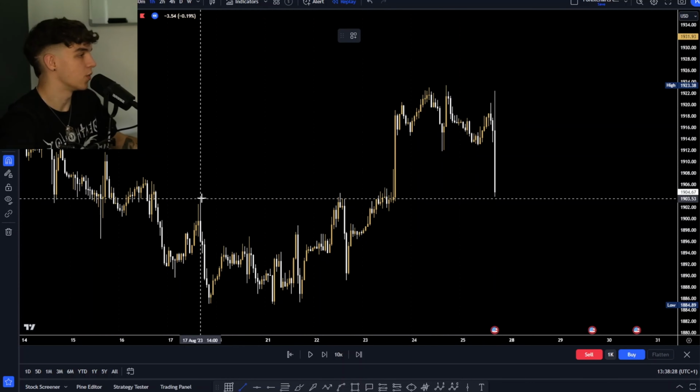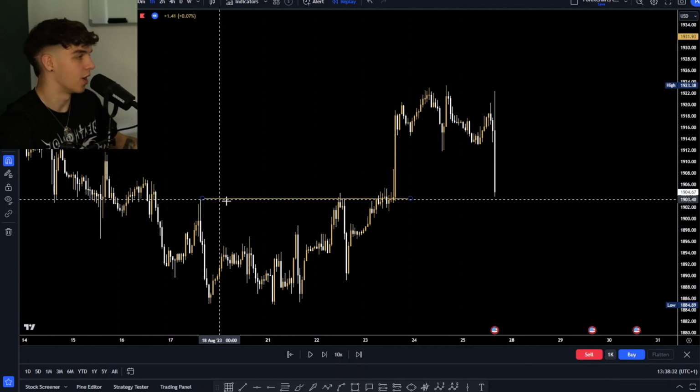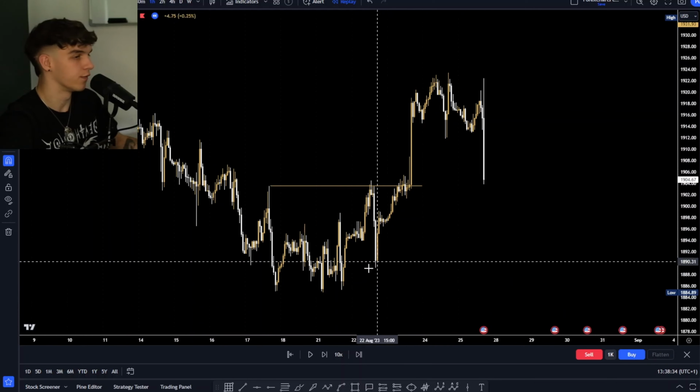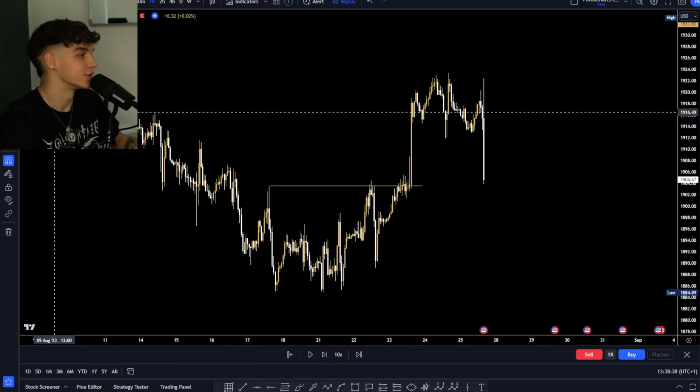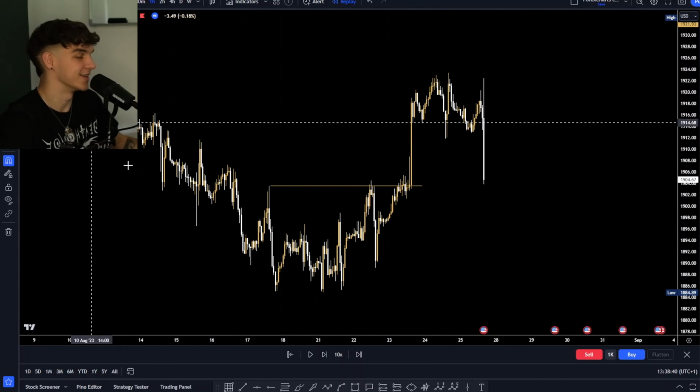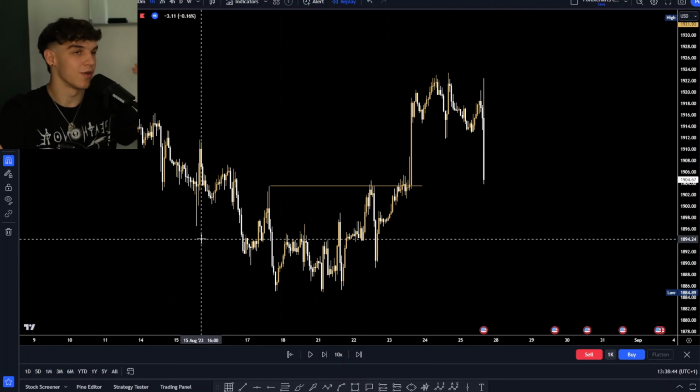The first things first, we do have a market structure shift where the market has broke above previous lower highs that were generated. We've had an order flow reversal here where we started creating higher lows, and we also have stopped generating lower lows. Now the market's on an uptrend from the overall downtrend.